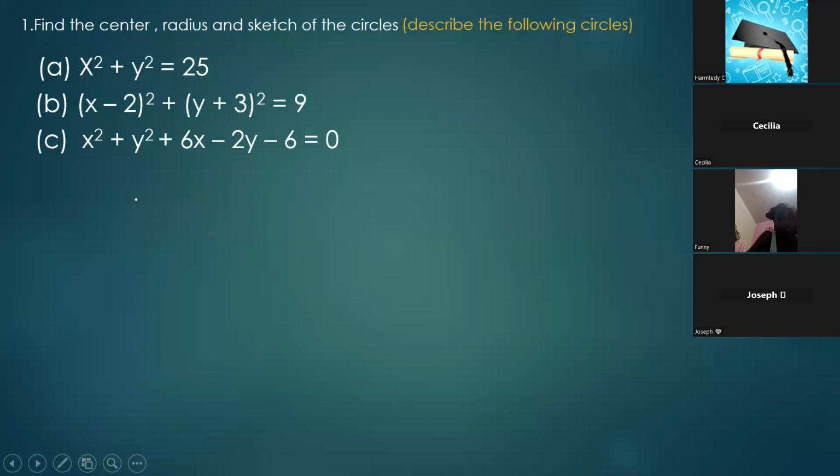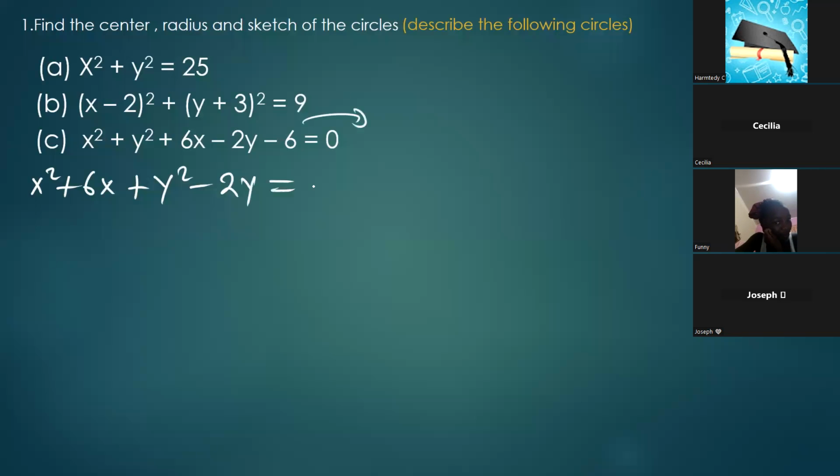All right, so the first thing that you need to do is to pair the like terms. So I'm going to put the x terms together and y terms together. So this is going to be x squared plus 6x and then plus y squared minus 2y. Then I'll take this negative 6 to the other side, which will become positive 6. So I've started from the first because I want everyone to understand what was happening.